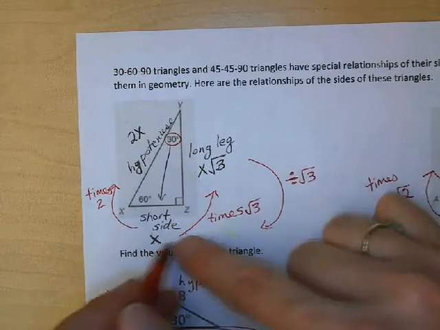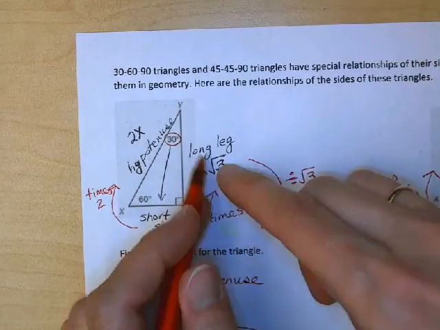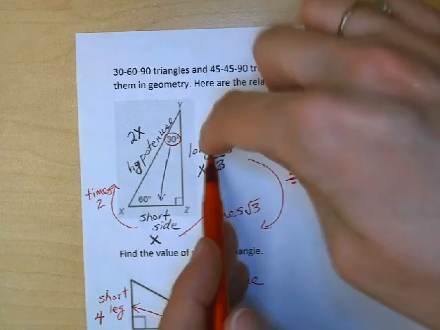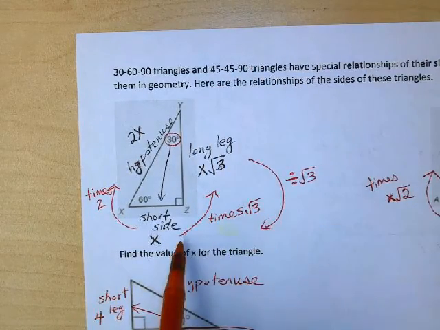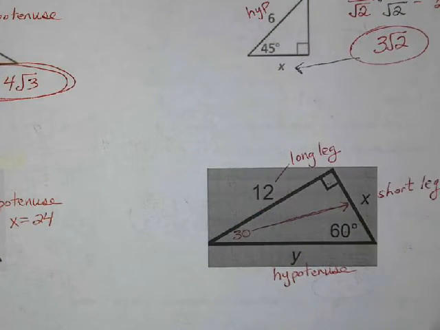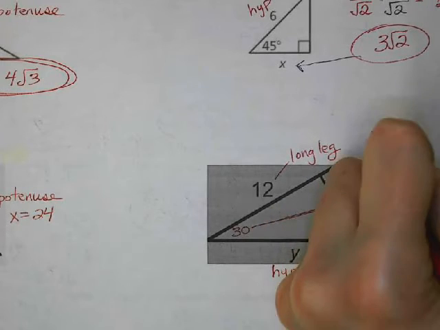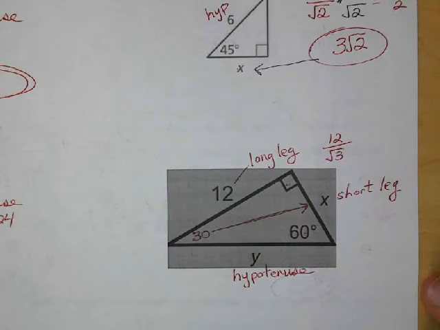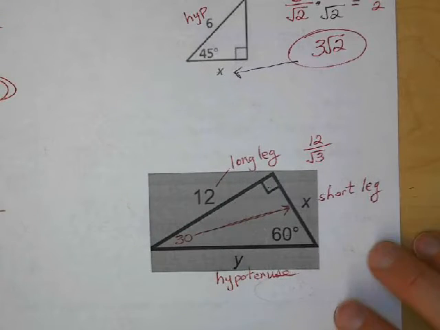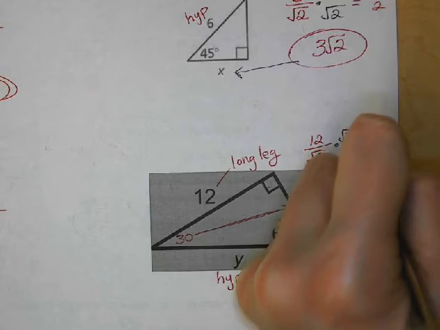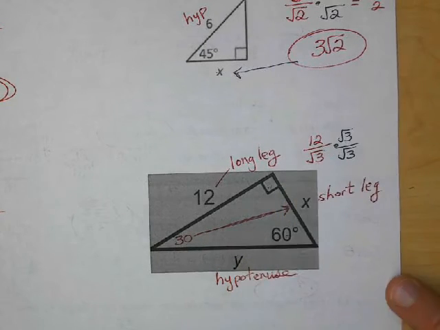If you're going from the short side to the long side, you times by square root of 3. But if they give you the long one and you have to go this way, you have to divide by square root of 3. So that's what's going on. They give you the long leg, so to find the short leg, you take that 12 and divide by square root of 3. You're going to have to rationalize it: times by square root of 3 over square root of 3 and then get your answer.